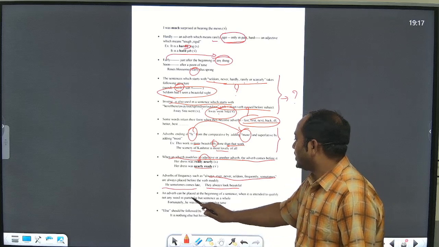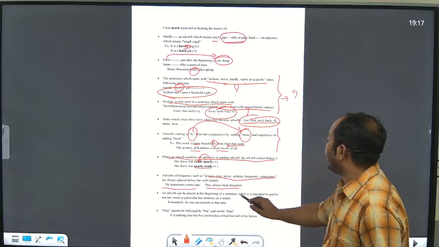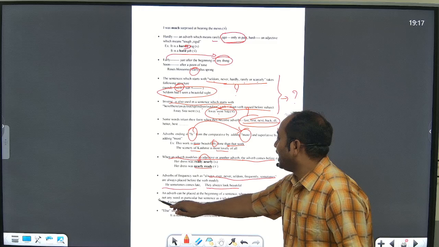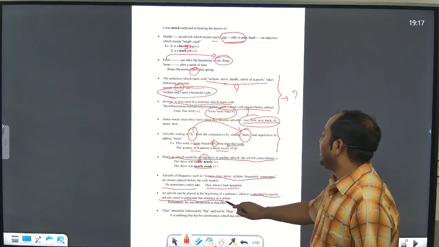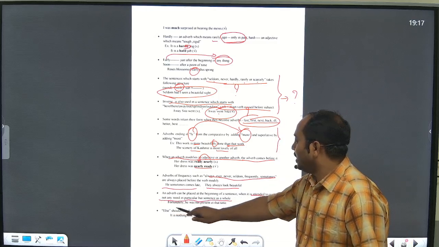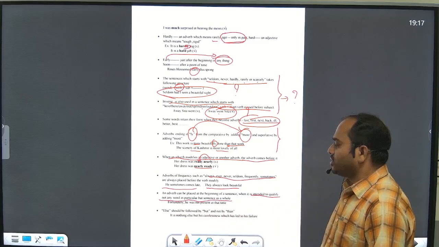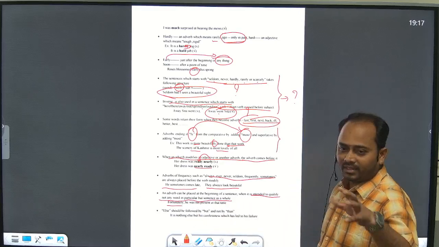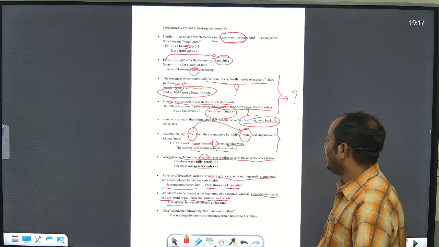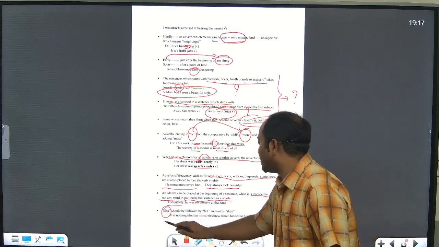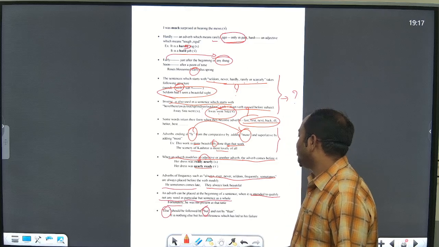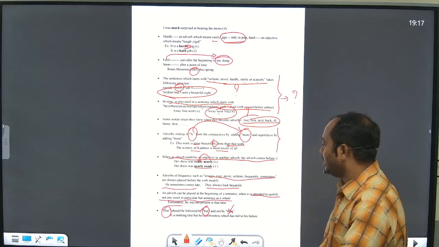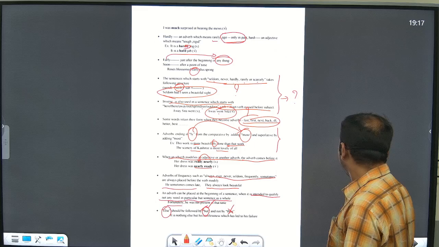Next, an adverb can be placed at the beginning of a sentence when it is intended to qualify not any particular word but the sentence as a whole. Fortunately, he was not present at the time. So generally we can use adverbs at the beginning of a sentence, but just to qualify the sentence, not for any other intention. And else is followed by but, not than. When a sentence is used with else, it is followed by but not than.